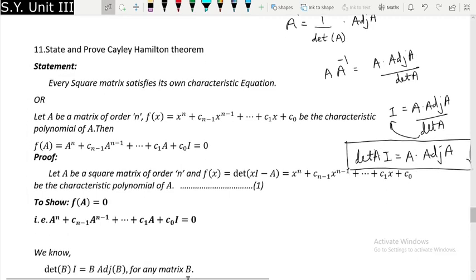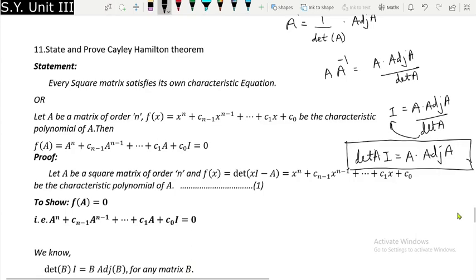So we know this formula. Only the notation used is B now in this case. That is, determinant of B multiplied by I is equal to B into adjoint of B. Note this is true for any square matrix B.